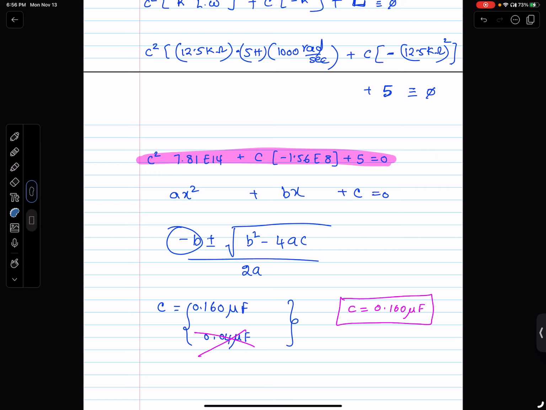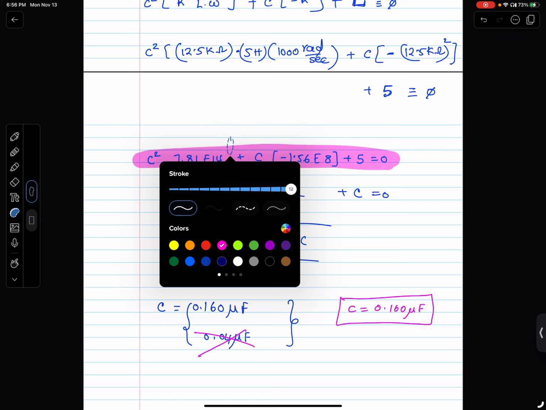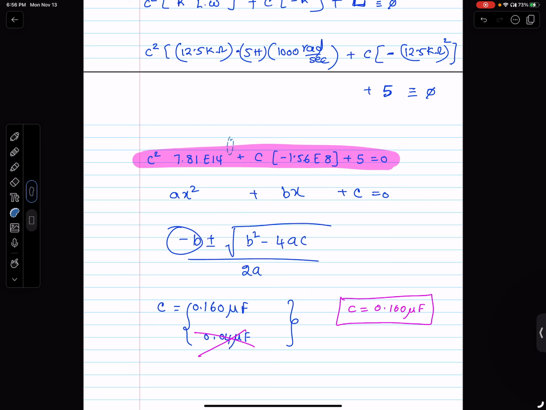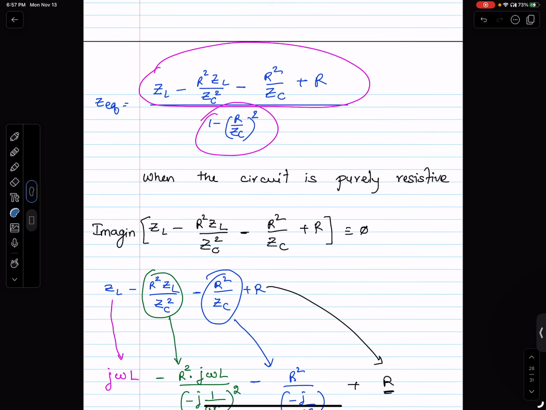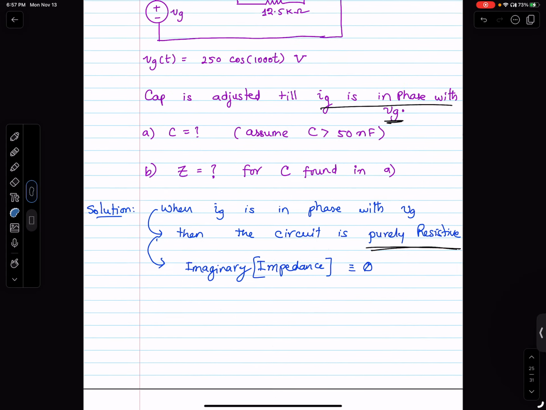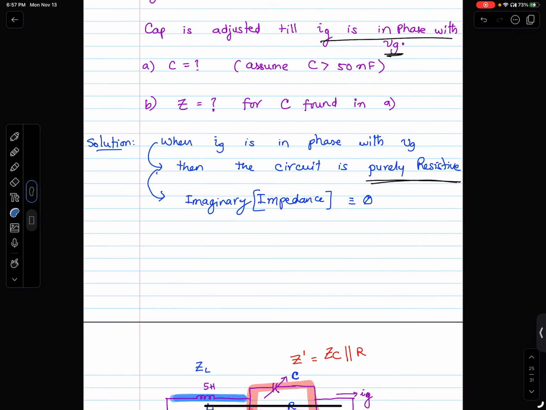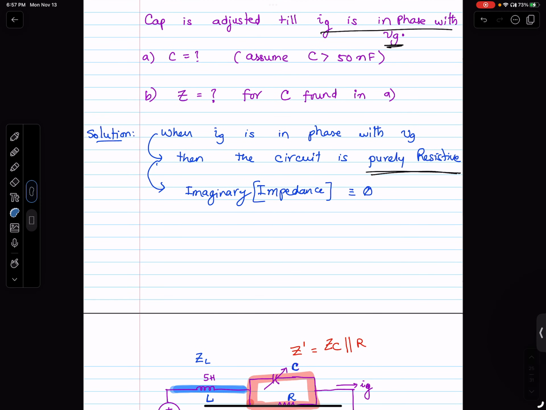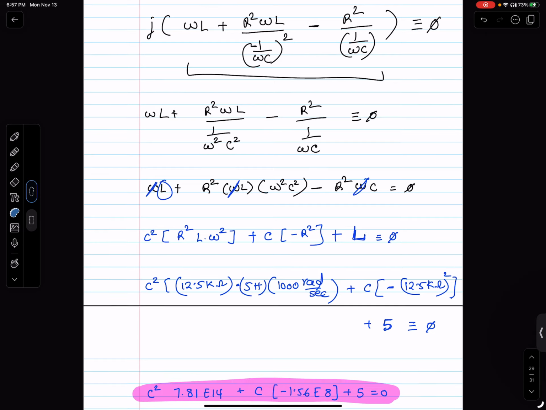Once you have the quadratic expression in C, you find the solutions for C and pick the best answer that fits. Okay, there we have it. A pretty lengthy process. However, it's simple enough, to the point where the circuit analysis involved is simple. That's one part. The other part is what is the overall Z? We are supposed to calculate the overall Z.